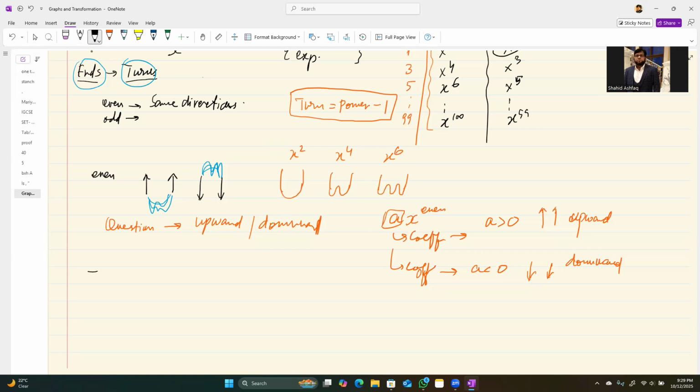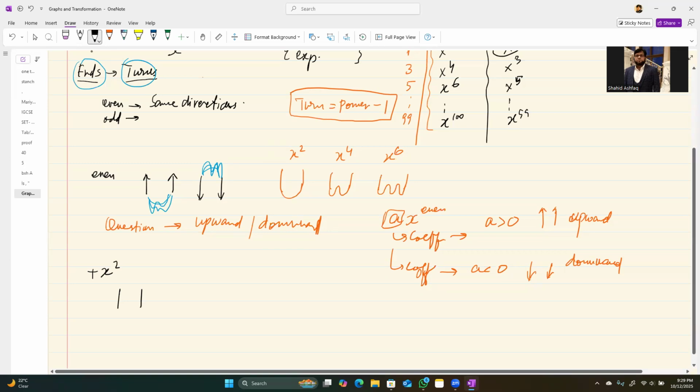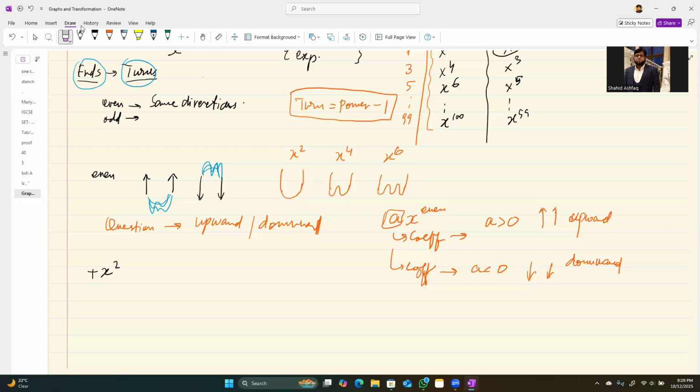If I have plus x square, then I know that the ends will be up, so my direction will be up and my turn will be only one. That makes the x square graph. Usually we have a symmetrical graph, so it should be like this.